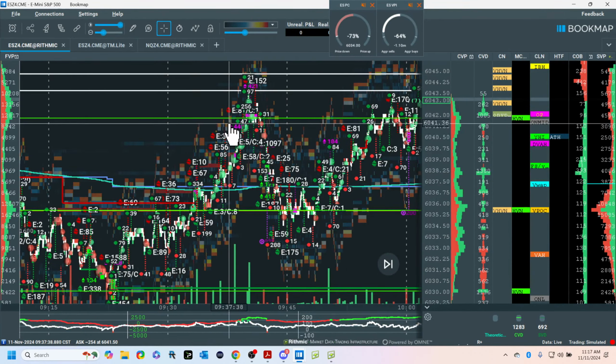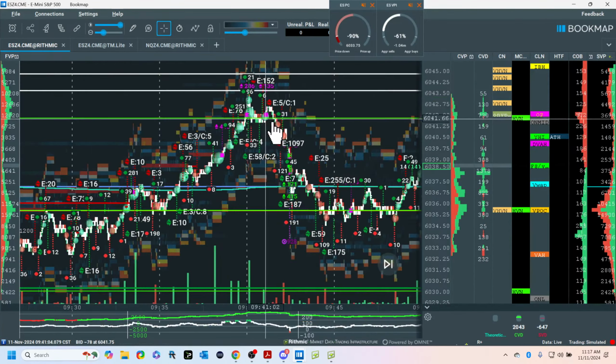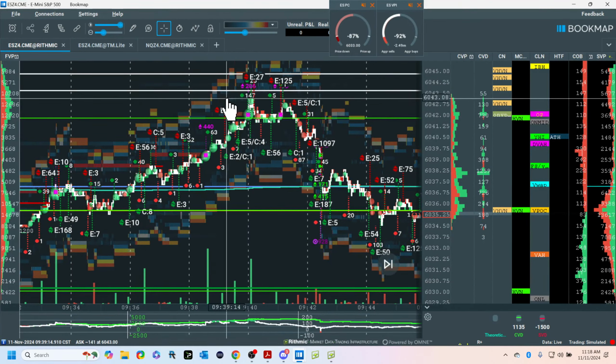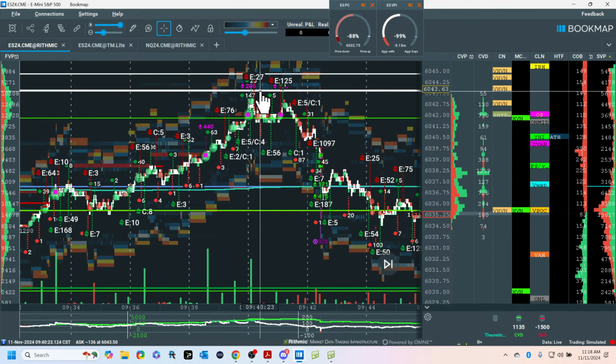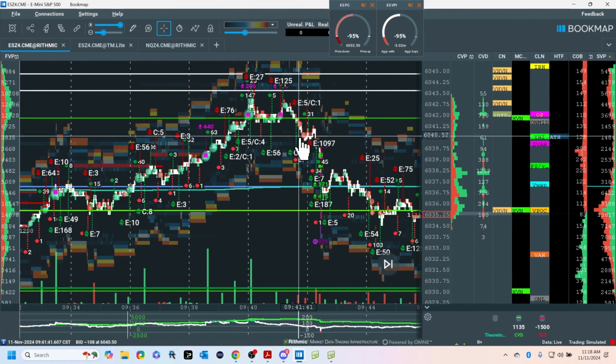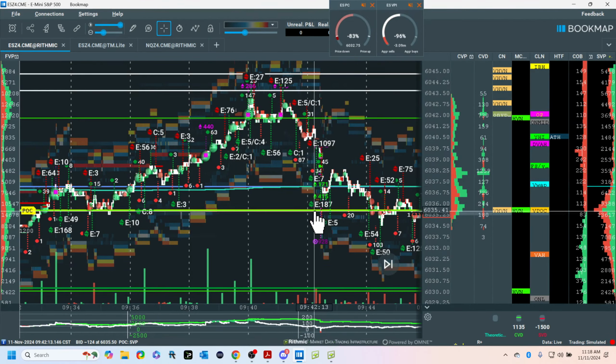Watch. If you took a short here, you're going here. If you don't have a read on this, you have nothing. This is mean reversion trading. This is a short if it's in your plan. And you have to be advanced to be able to read this. You're referencing this microstructure. If you took a short, you're going here.